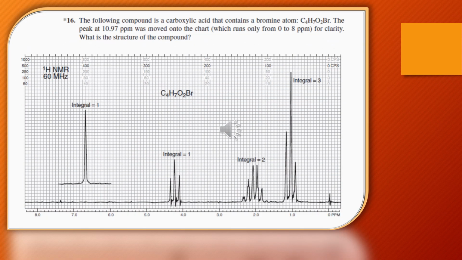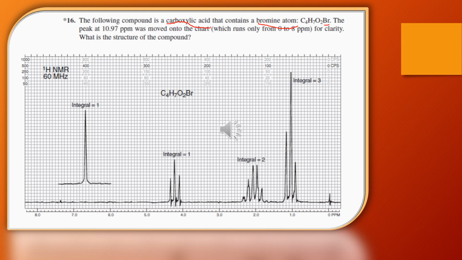The following compound is a carboxylic acid that contains a bromine atom. So the functional group present in this example is the carboxylic acid, and it also contains a bromine atom, right? It is also mentioned in the molecular formula that the bromine atom is present. The peak at 10.97 ppm was moved onto the chart, which runs only from 0 to 8 ppm for clarity. What is the structure of the compound?